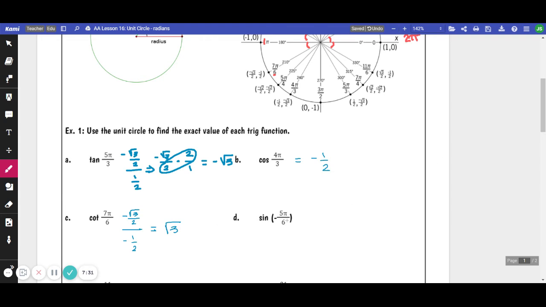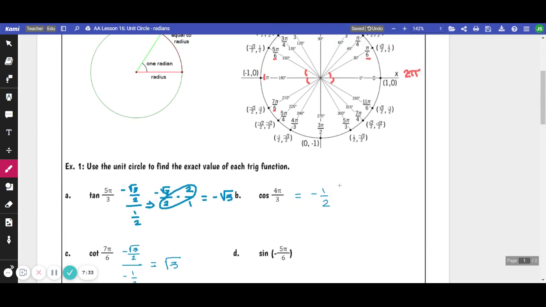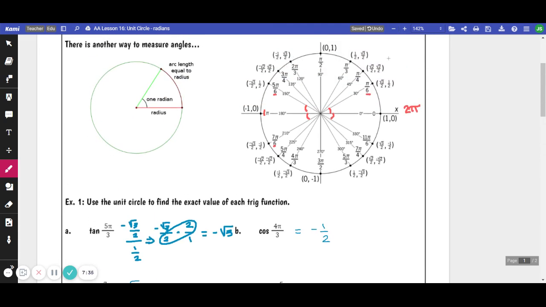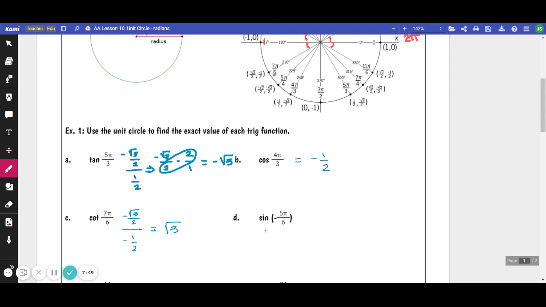So I could go through and do this again, or I could just use the work that I already did. Sine of negative 5 pi over 6. So we're going to do the trick we did the other day. We're going to go to positive 5 pi over 6, and then I'm going to flip it over. I'm going to go symmetric on the other side, which would be down here. So it's at this 7/6. And sine is the y coordinate. The y coordinate at that point is negative 1/2.